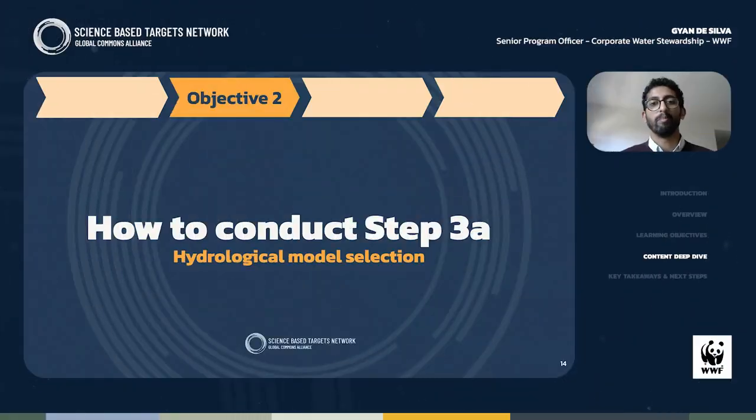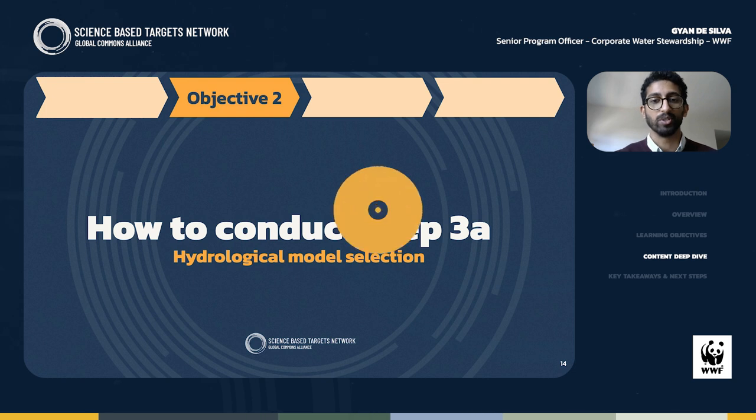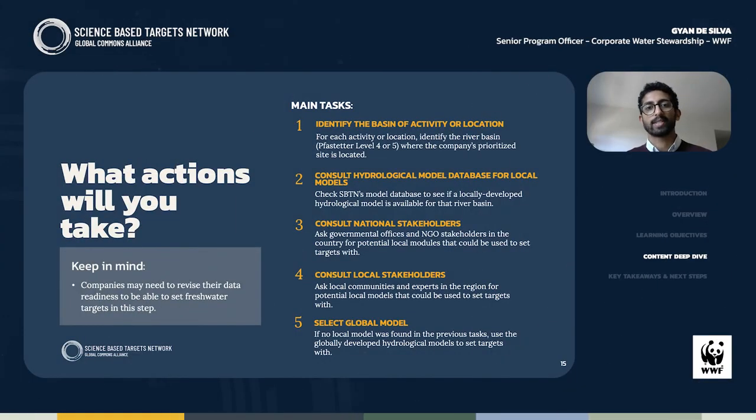Now that we've explained the basic requirements and considerations of the SBTN freshwater targets, let's dive into Step 3A, which is on selecting a hydrological model. Before we get started, we'd like to kick off by highlighting the tasks you will be expected to perform as part of Step 3A. These are, number 1, identifying the river basin where the company's prioritized site is located for each activity or location.